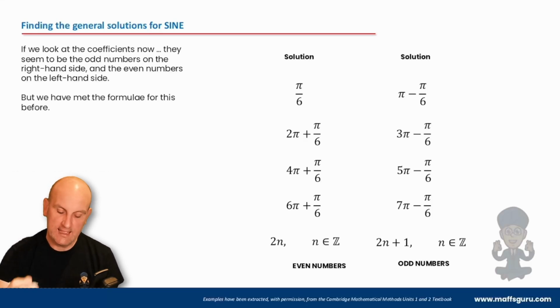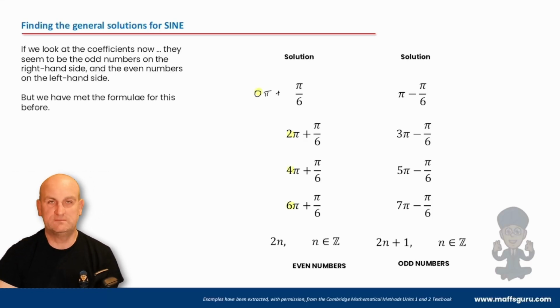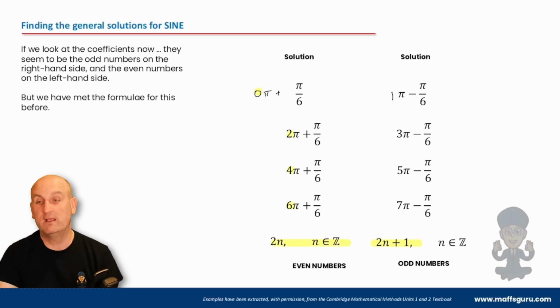Well, if we now write this as 0 pi plus pi on 6, on the left-hand side, we've got 0, 2, 4, 6. But we've met that before. That's my even numbers. And we know my even numbers can be expressed or replaced with just 2n, where n is in integers. Ooh, what about the right-hand side? What about these other solutions? I've got 1, 3, 5, 7. Oh, well, that's okay, because we know that the odd numbers can be expressed as 2n plus 1.